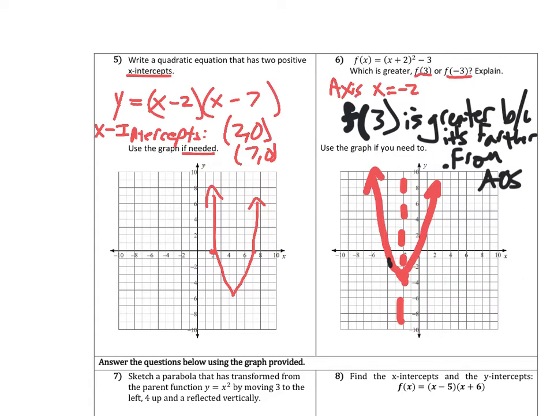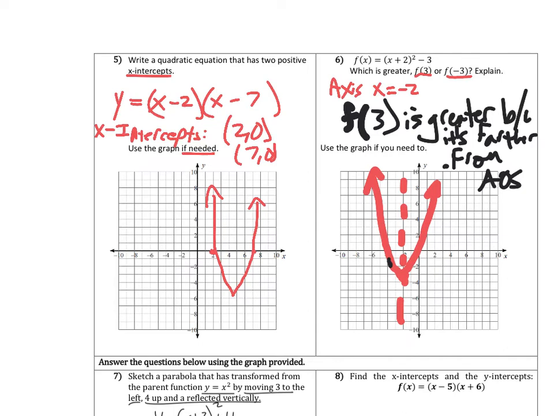Okay, so if we sketch a parabola here, that is a transformation of the parent function that's moving 3 to the left and up 4. All right, so we want to come up with an equation of that. So that would be y equals x minus 3 squared, actually plus 3 because it's left, and then up 4, and reflected vertically, so it's going to be negative. So left 3, up 4, and so there's our axis of symmetry.